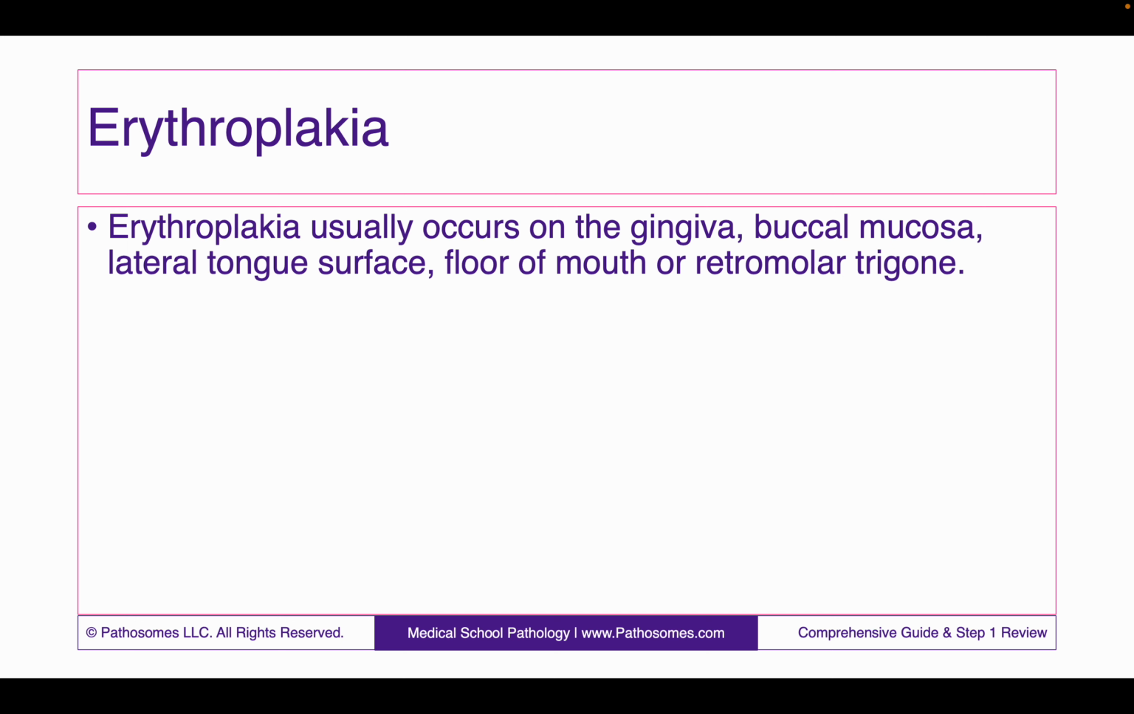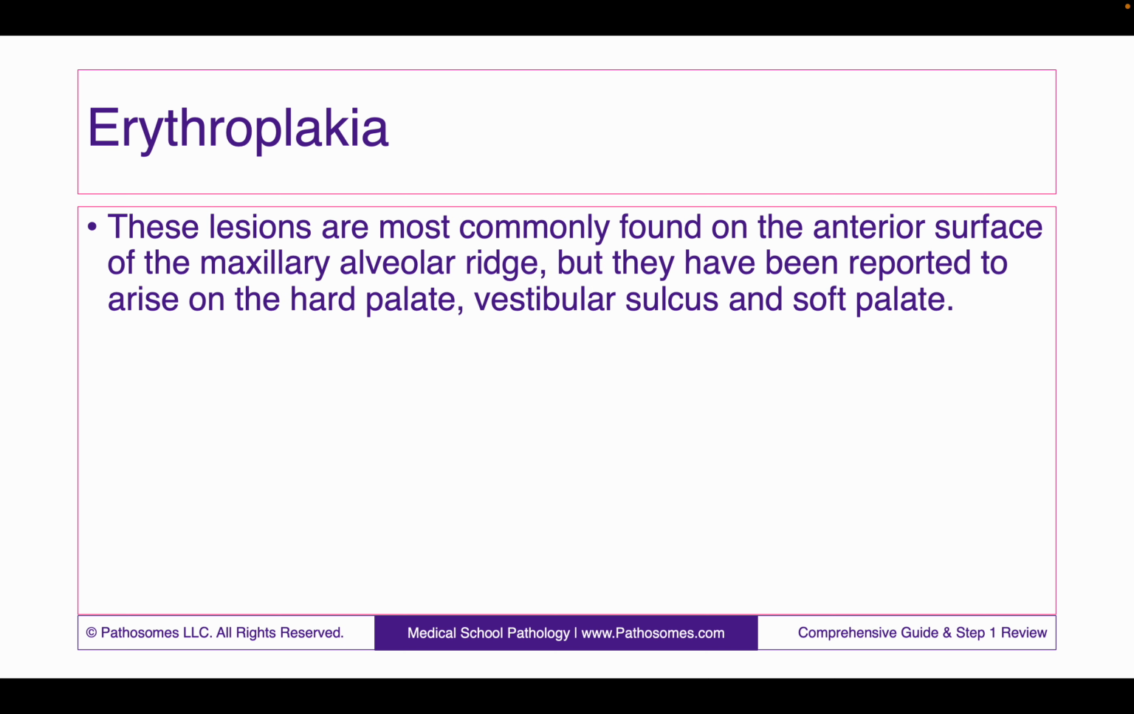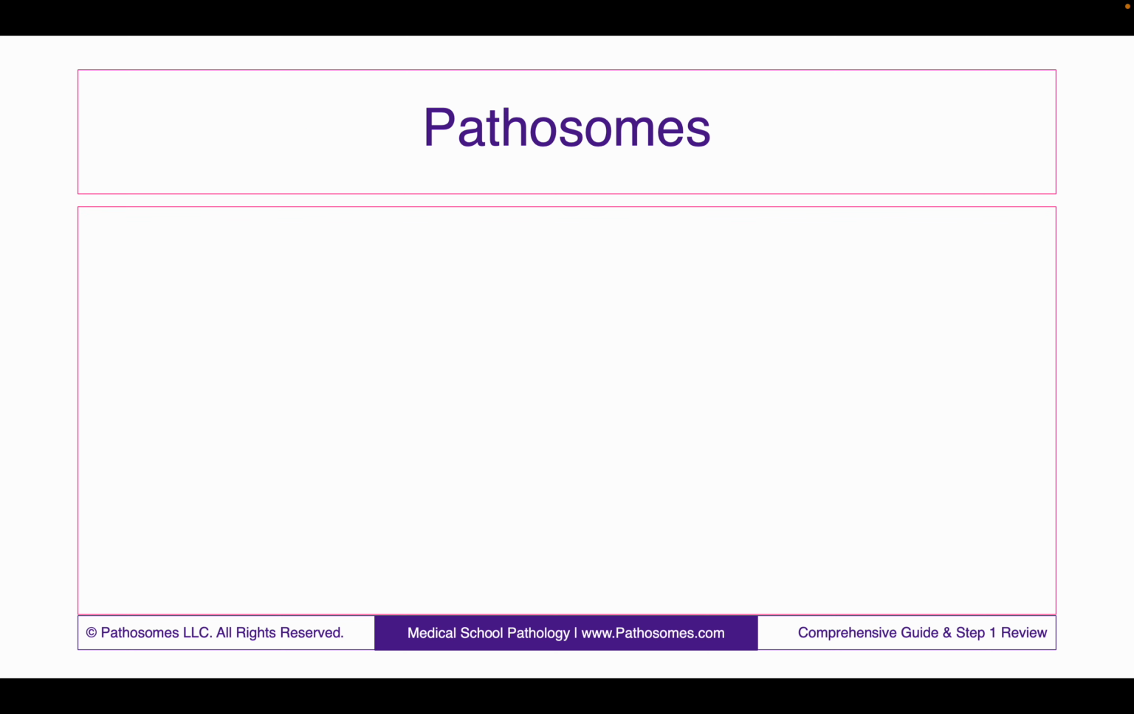Erythroplakia usually occurs on the gingiva, buccal mucosa, lateral tongue surface, the floor of the mouth, or the retromolar trigone, for all you future ENTs out there. These lesions are most commonly found on the anterior surface of the maxillary alveolar ridge, but they have been reported to arise on the hard palate and the vestibular sulcus and soft palate, right?